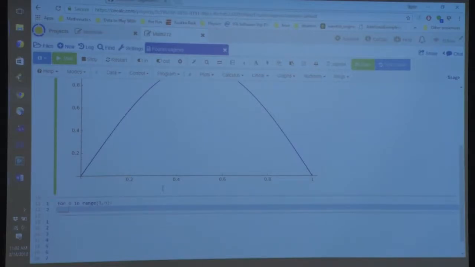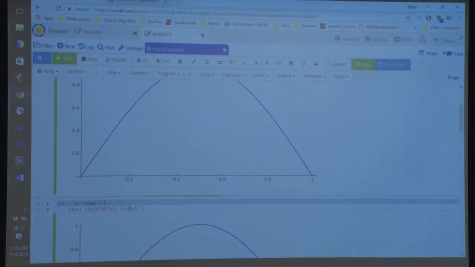So this is Python based. Okay, so this is Python syntax here. You could do plot, I don't know, sine n times pi times x, x in 0 to 1. And I think it should plot a big, long list of these things now. Okay, so it should plot all of these. Oh, sorry, for n in range, let's do 1 to, let's say, 6. Sorry.